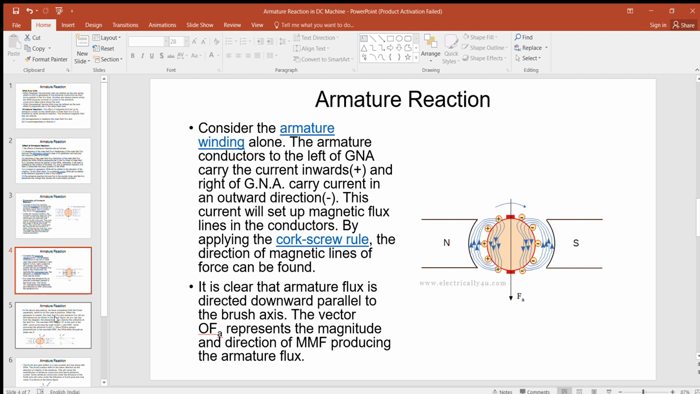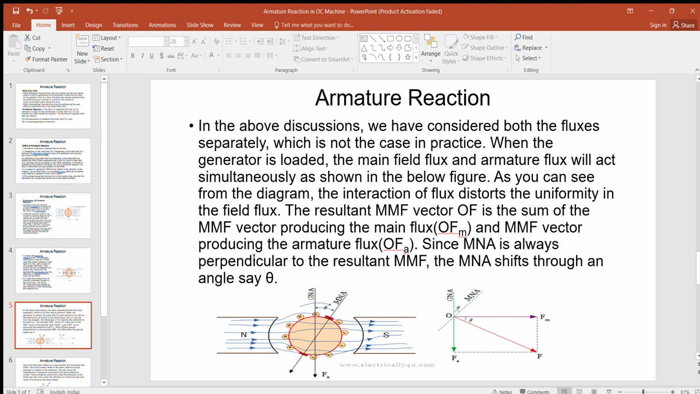Third, in the above we considered both the fluxes separately, which is not the case in practice. In practice, when the generator is loaded, the main field flux and armature flux act simultaneously, as shown in the figure below. As you can see from the diagram, the interaction of flux distorts the uniformity in the field flux. The resultant MMF vector is OF.